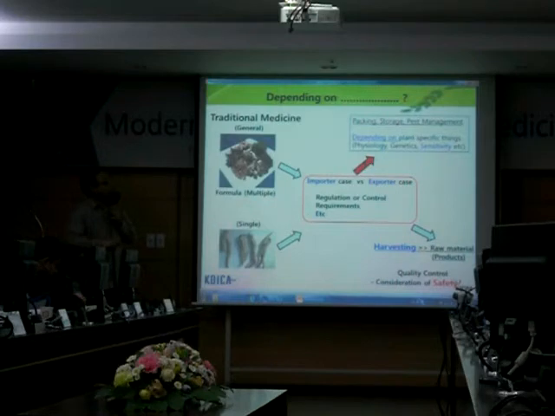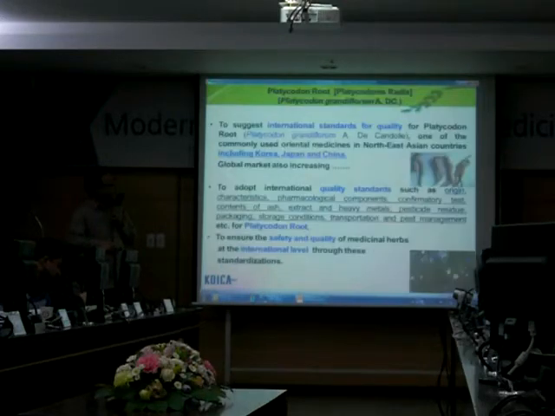So we try to control the packing system, storage, and pest management, but definitely depending on plant-specific things. And then harvesting, raw material. Raw material and harvesting. That means this is actually about quality control, because we are thinking about our national safety.